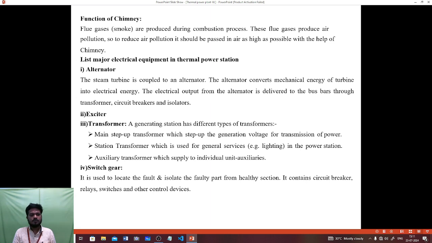And number 4, switchgear. It is used to locate faults and isolate the faulty part from the healthy section. It contains circuit breakers, relay switches and other control devices.